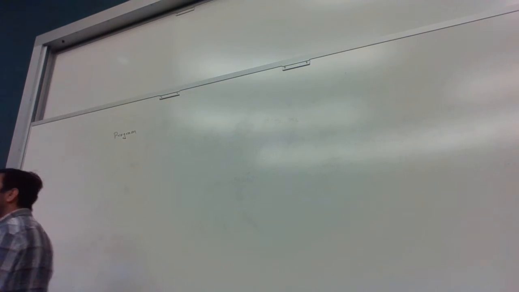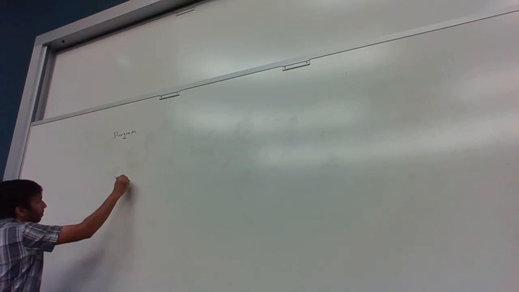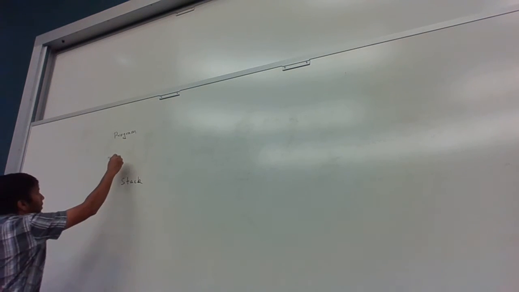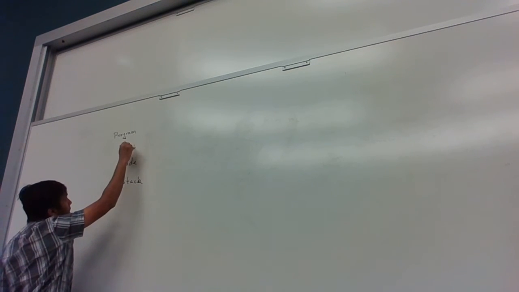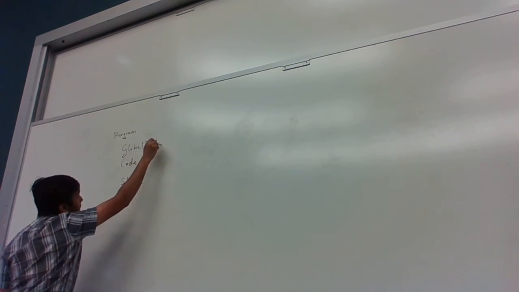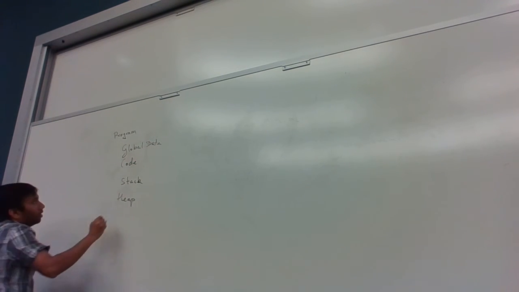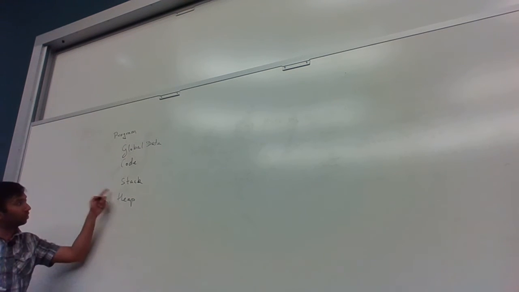Stack. No, okay, stack. Stack is 1. Stack is there for a purpose. Then the code. Global data. And then the heap, right? Yes. So these are the 4 things: global data, code, stack, heap.